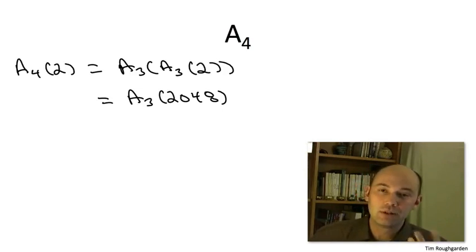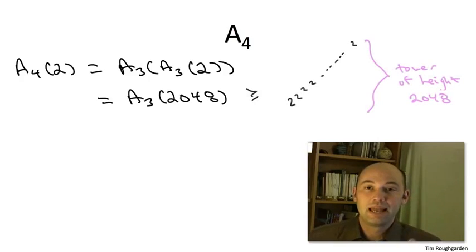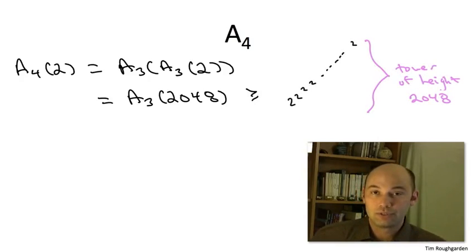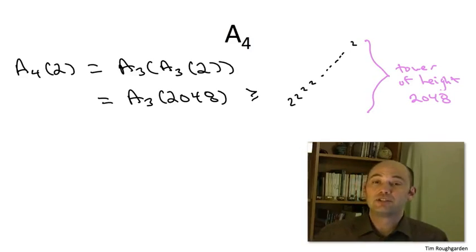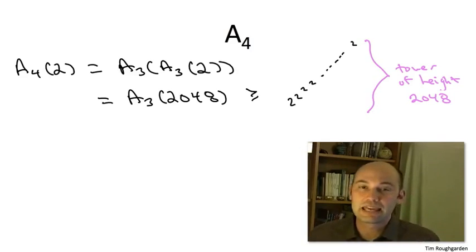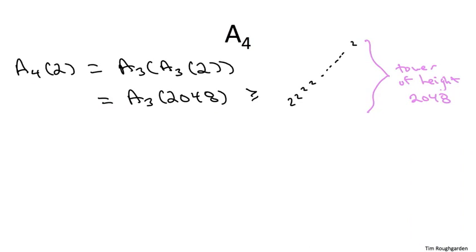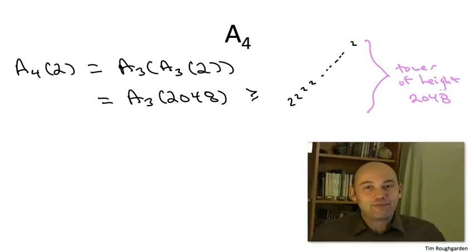And remember, we concluded the last slide by saying, well, A sub 3, whatever it is, it's at least as big as a tower of R 2's. And here R is 2048. So this, of course, is now the land of truly ridiculous numbers that we're dealing with. I encourage you to take a calculator or a computer and see how big a tower of 2's you can even compute. And it's not going to be anywhere close to 2000. I can promise you that. And hey, that's just A4 of 2.